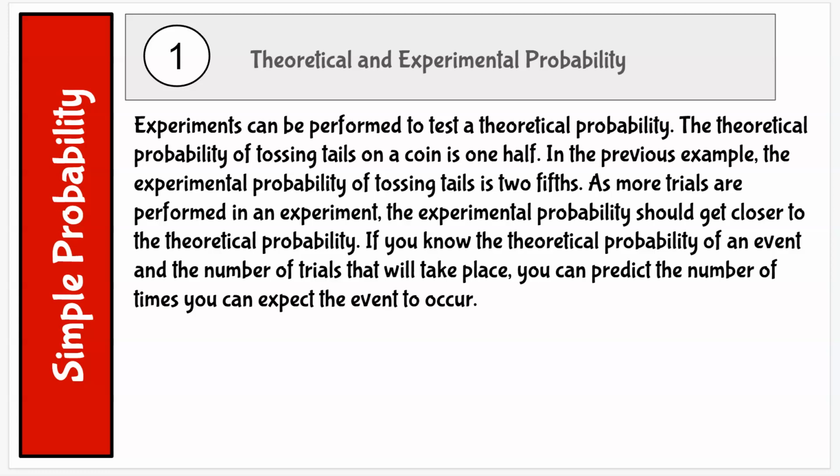Now, experiments can be performed to test the theoretical. We could have flipped a bunch of coins and said, oh, it's a 50-50 shot. But the more experiments we run, the more specific the experimental probability we're going to get. In that previous example, we had tossing tails as 2/5, but if we performed a bunch more, we would get closer and closer to that 50%. So if you know the theoretical probability of an event and the number of trials that are going to take place, you can predict the number of times the event is going to occur. We're going to make a prediction with that.